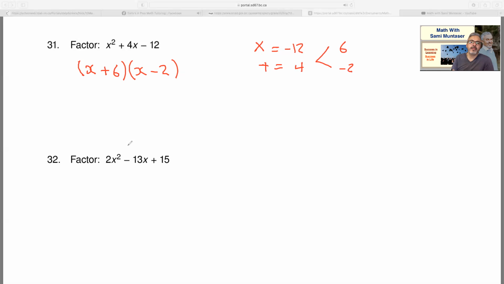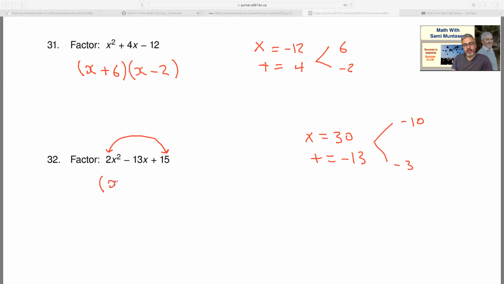The next one, you have a leading coefficient right here that you cannot factor out. So the method I use, every teacher uses a different method. You multiply the 2 and 15. So what multiplies to give you 30, because 2 times 15 is 30, and adds to give you negative 13. Since they multiply to give you a positive number and add to give you a negative number, both of them have to be negative. So it's negative 10 and negative 3. Negative 10 times negative 3 gives you positive 30. When you add them, you get negative 13.